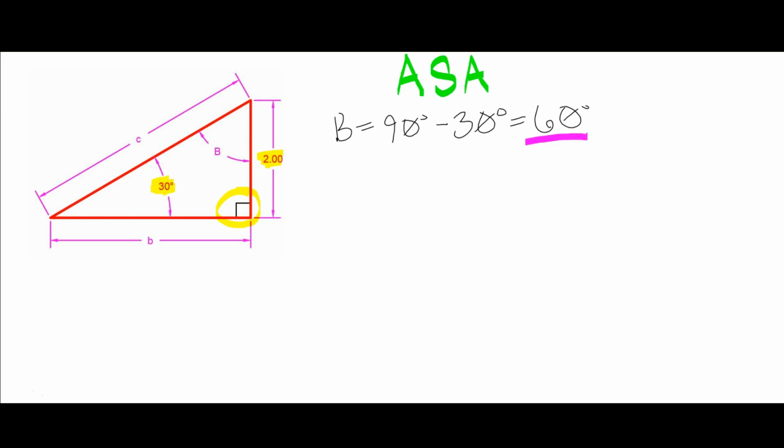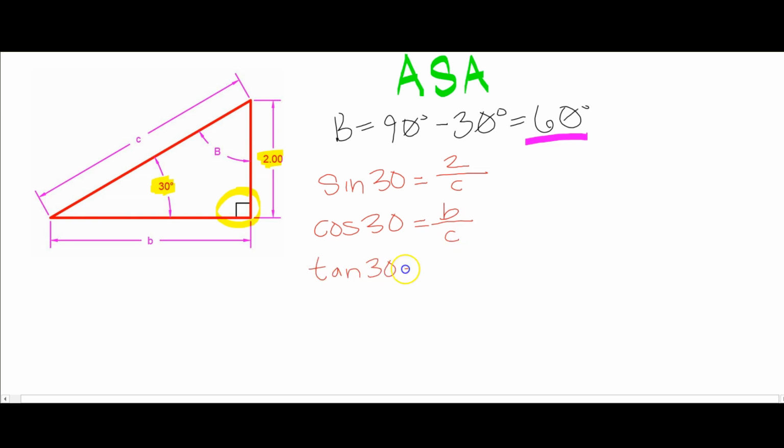So here I can kind of see what I need to do, but I'm going to write the trig functions out. I'm going to write all three of the normal trig functions out to see which one is going to be best for finding what I want to know. And I'll start with my known angle, my angle of 30 degrees. So first I'll do sine of 30 equals 2 over the hypotenuse. Cosine of 30 equals b over the hypotenuse, and tangent of 30 equals 2 over b.